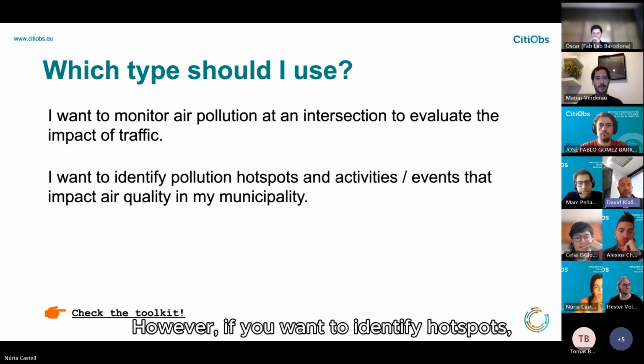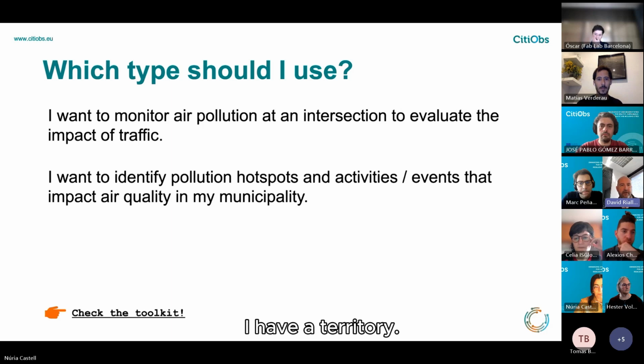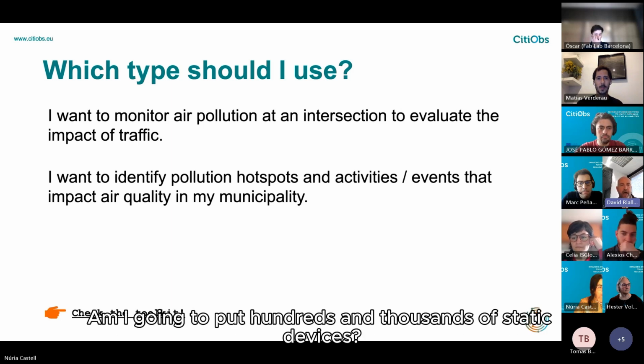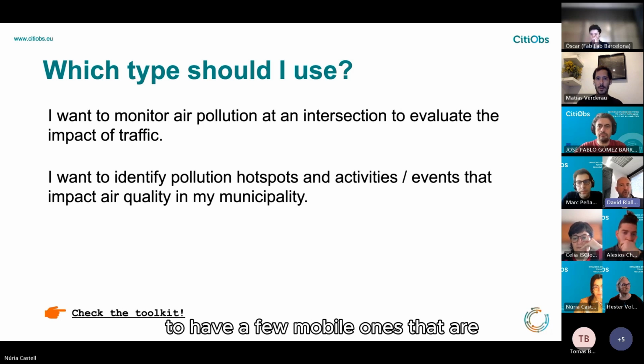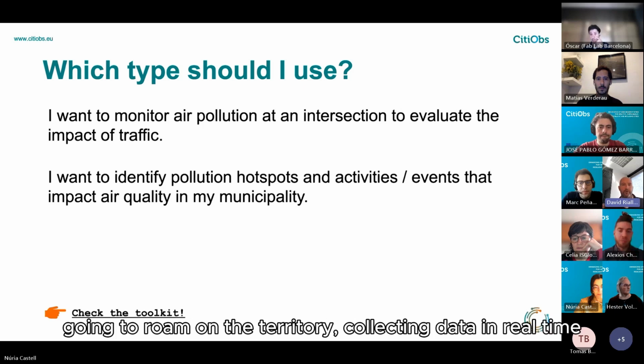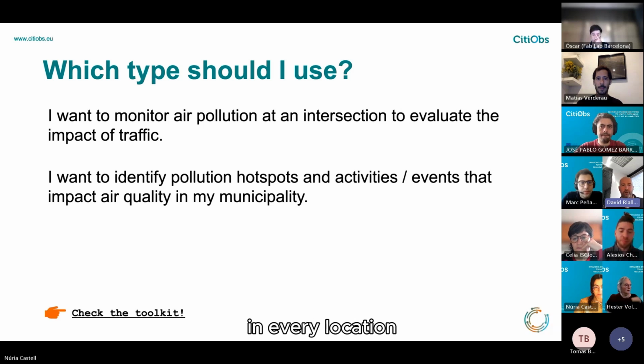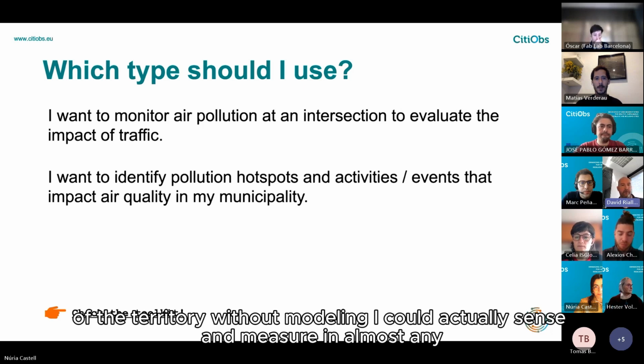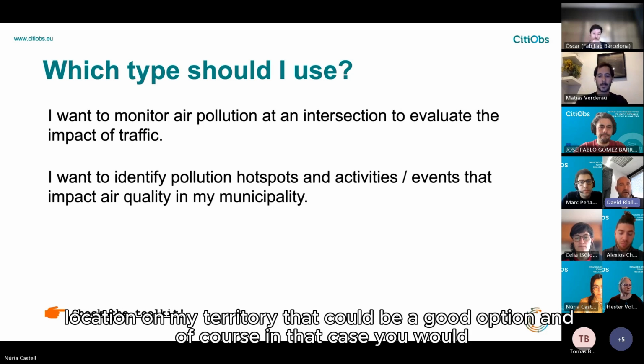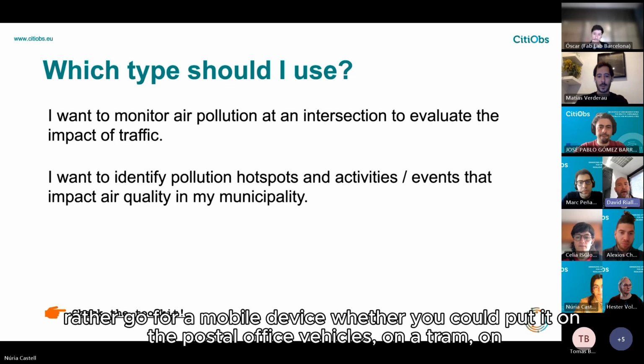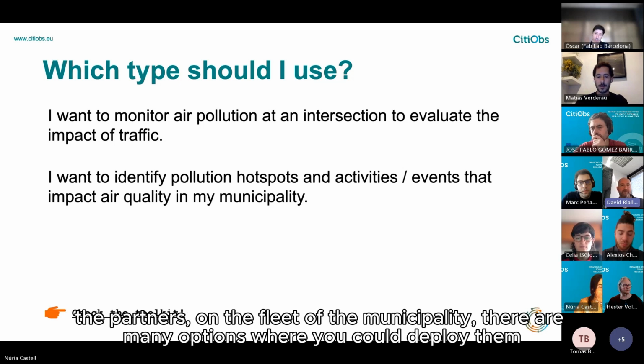However, if you want to identify hotspots, because at some point that could be interesting: I have a territory, I don't know where the pollution is coming from. Am I going to put hundreds and thousands of static devices? Or maybe it would be a good option to have a few mobile ones that are going to roam on the territory, collecting data in real time in every location without modeling. I could actually sense and measure in almost any location on my territory. That could be a good option. In that case, you would rather go for a mobile device, which you could put on the postal office vehicles, on a tram, on partners' or the municipality's fleet. There are many options where you could deploy them.